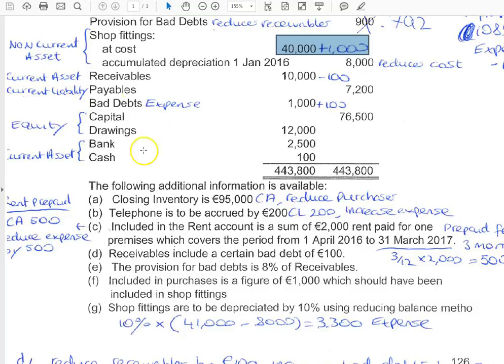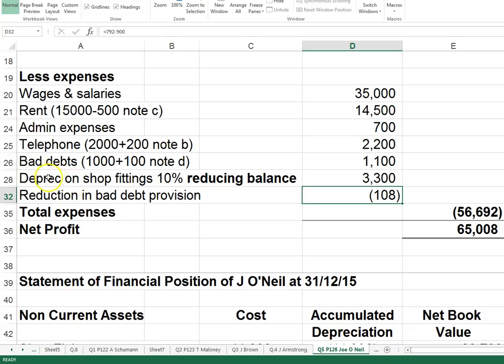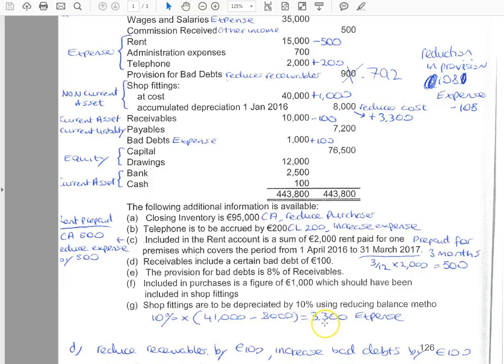So in our expenses, we show 3,300. And that's where it goes in here, depreciation and shop fittings, 3,300. And you could show the working there for it. I think I have it hidden actually here. So we know our expense is 3,300 and we've put that in expenses.